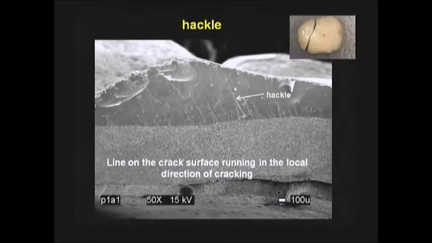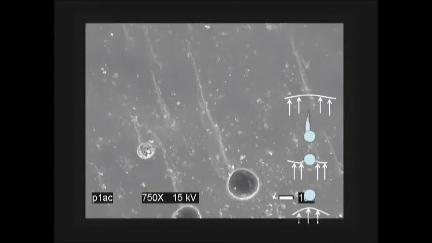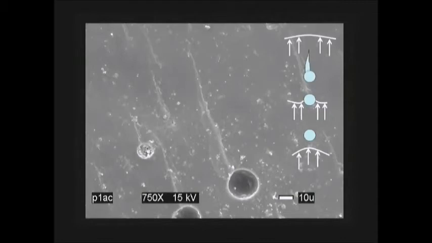Now the question is, is it running from top to bottom or from bottom to top? Well, in order to know that, you have to find little pores. In a veneering ceramic, you will be able to find pores, lots of pores. If you see a pore, you have to remember that the crack front will pass over the pore and leave a trail behind it. This trail is this thing here.